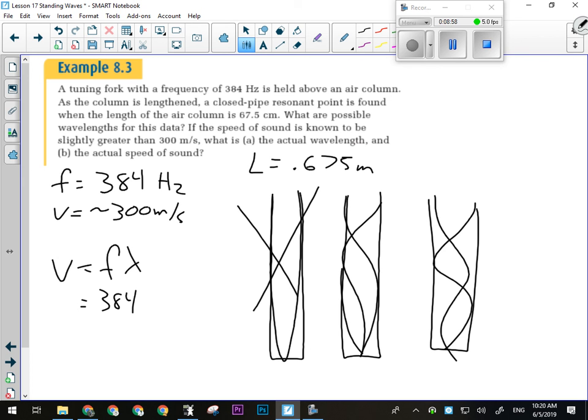If it's this one, then 0.675 meters equals 3/4 of a wavelength. So I'm going to take this number and I'm going to divide by 3/4.